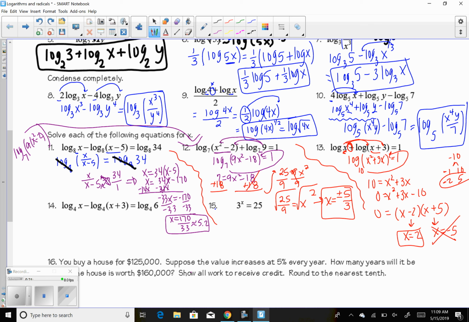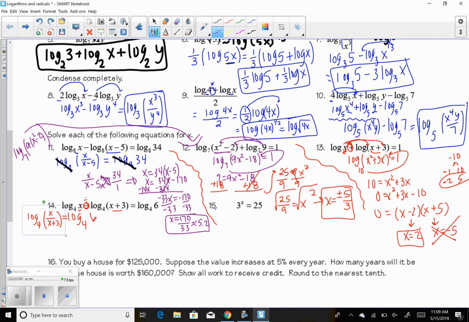Okay. All right. 14. So I now have subtraction, so I need to condense. Subtraction goes with division. So I get log base 4, and I'm going to use division here, of x over x plus 3 equals log base 4 of 6.